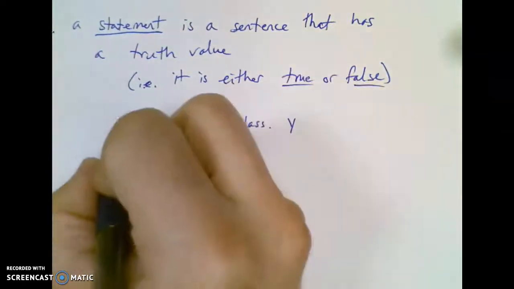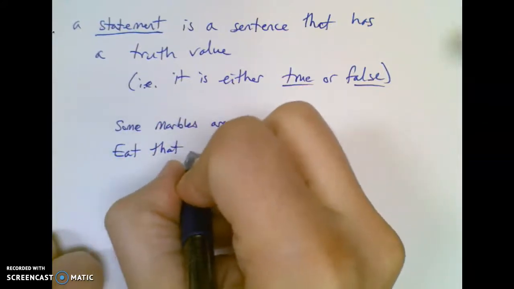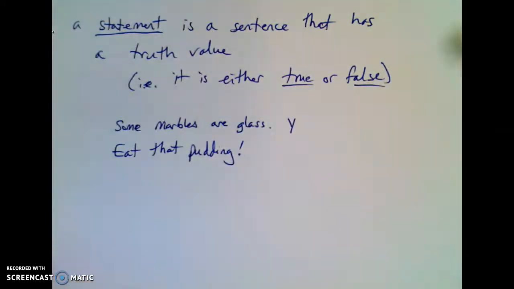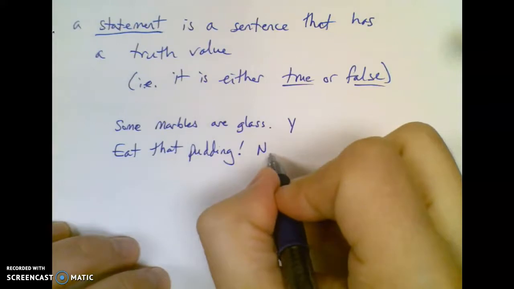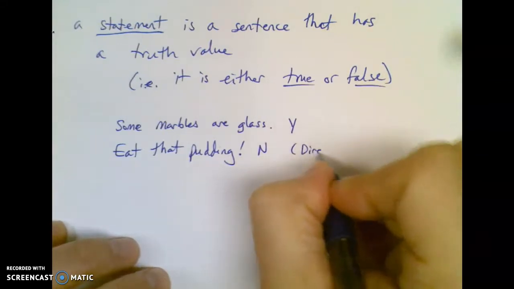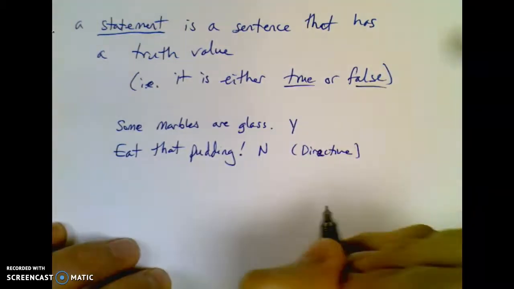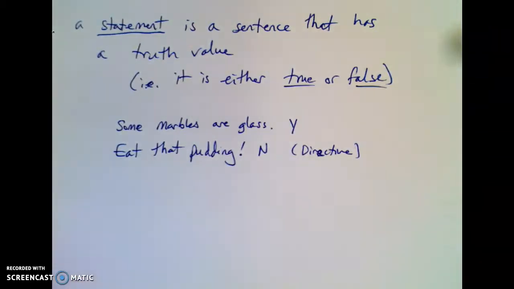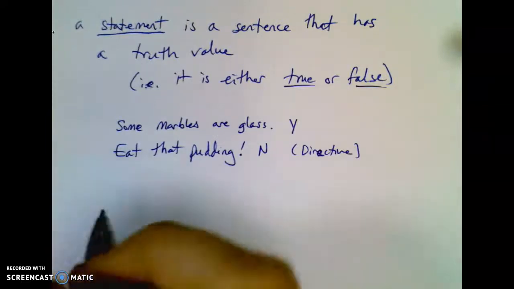How about this? Eat that pudding. Is that a statement? Is it true or false? It's a big old nope. That is actually called a directive. When you tell someone to do something, you're giving a directive. Although I like pudding, that is not a statement. "I like pudding" as a statement is either true or false, and it's true.